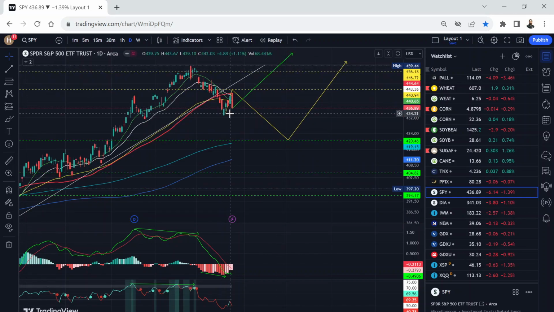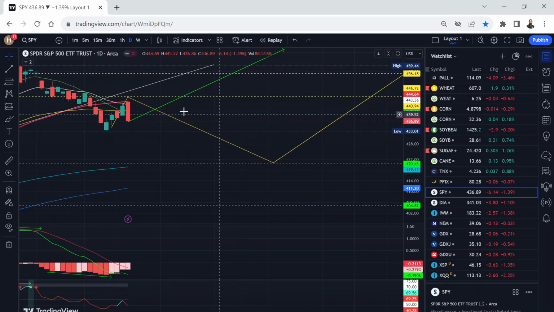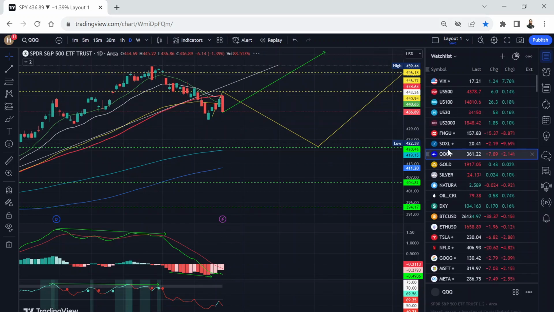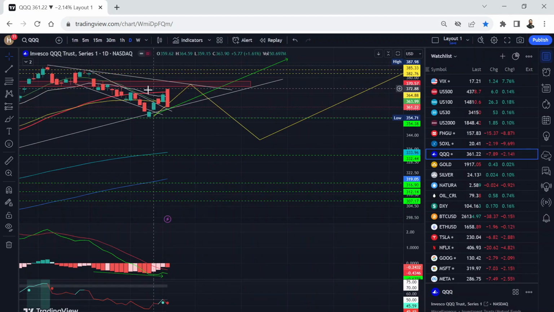We got a rejection on S&P 500. You can see we got rejected on this red line, which is the 50 SMA line. Price action came here, it got rejected here. Even on triple Q, same thing happened. It tried to go above this red line, which is the 50 SMA line, and it got rejected right there.